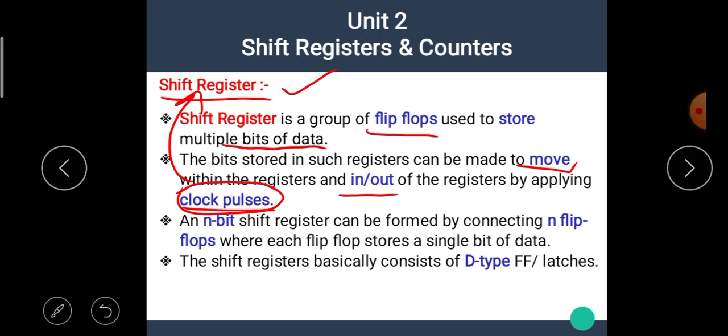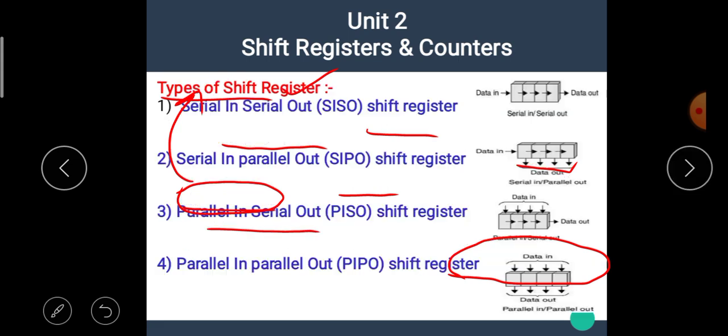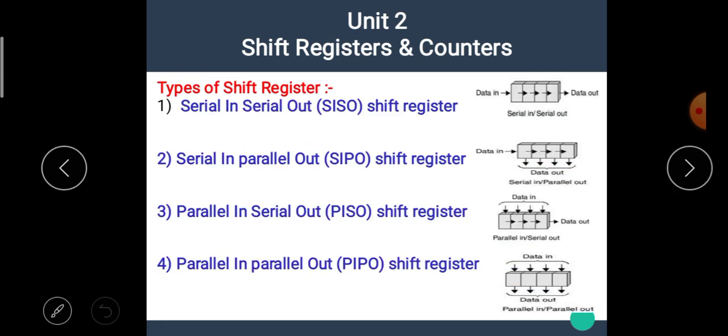An n-bit shift register can be formed by connecting n flip-flops, where each flip-flop stores a single bit of data. Shift registers basically consist of D-type flip-flops or latches. This is a very important point: in shift registers, usually D-type flip-flops or latches are used. Now let's see the types of shift registers.